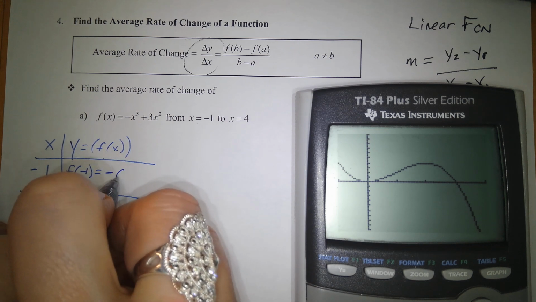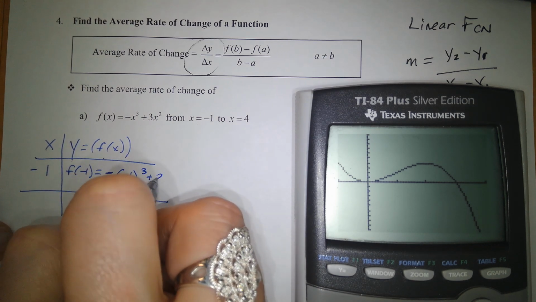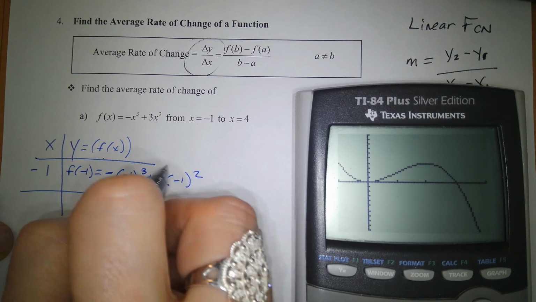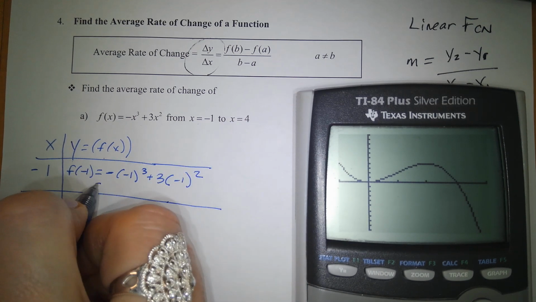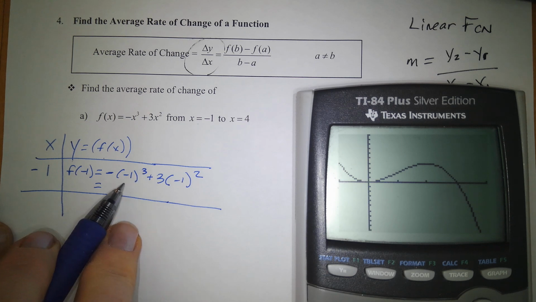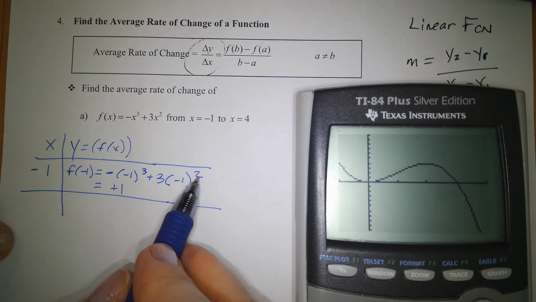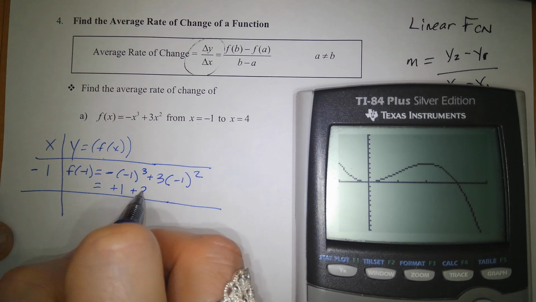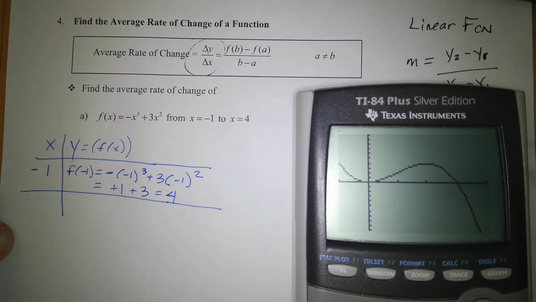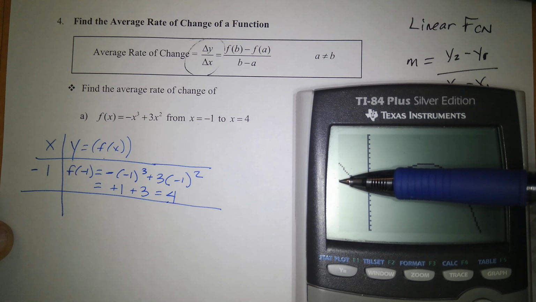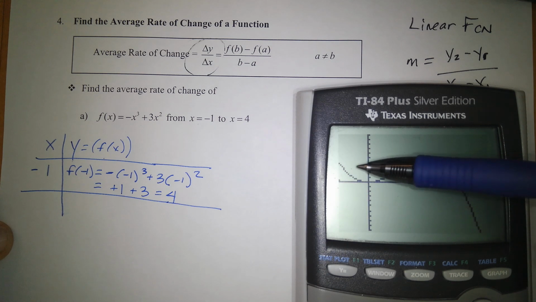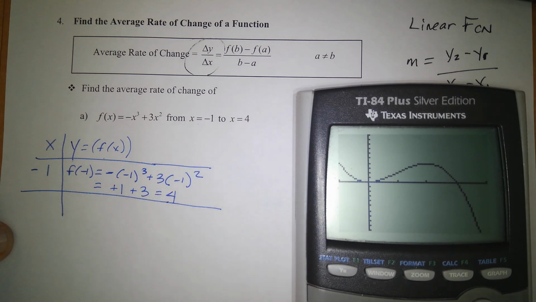So we're going to get -1 to the third plus 3 times -1 squared. -1 to the third is -1 times another negative becomes a positive 1. -1 squared is positive 1, so that means plus 3. So this equals 4. And that looks about right. This point at -1 is about 4 high for the y. So this point is -1, 4. So my first point is going to be at -1, 4.